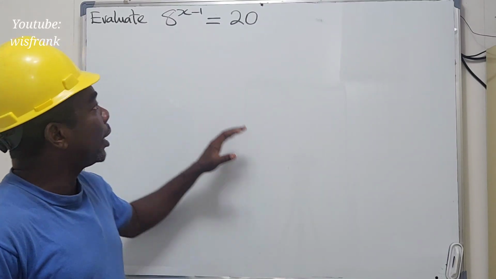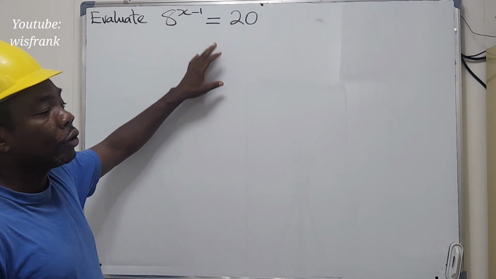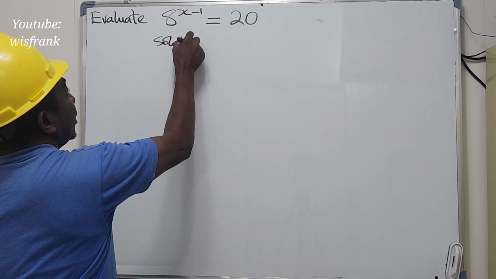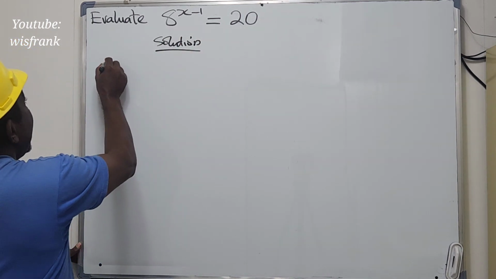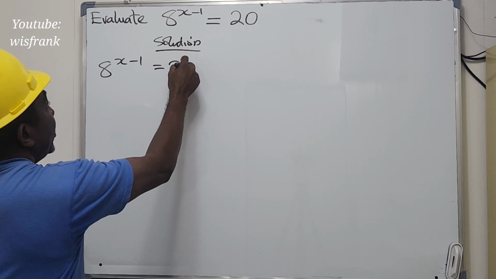For today, we are looking at this question and it says evaluate 8 to the power of x minus 1 equals to 20. So we are going to evaluate it for us to find the value of x. So we are given 8 to the power of x minus 1 equals to 20.